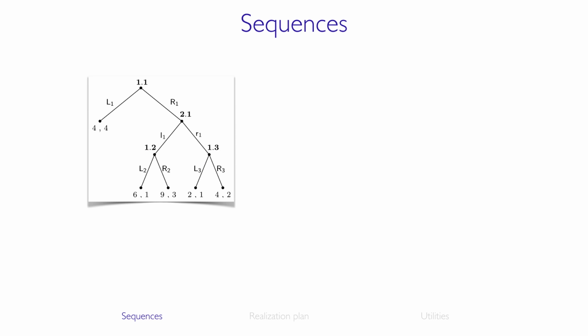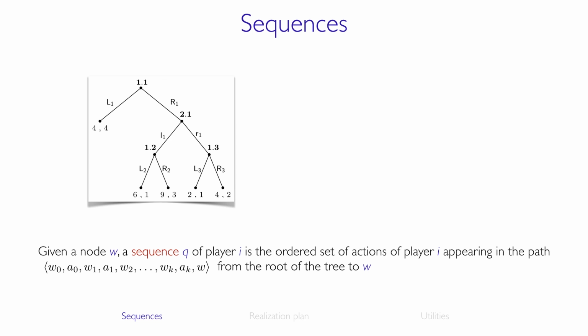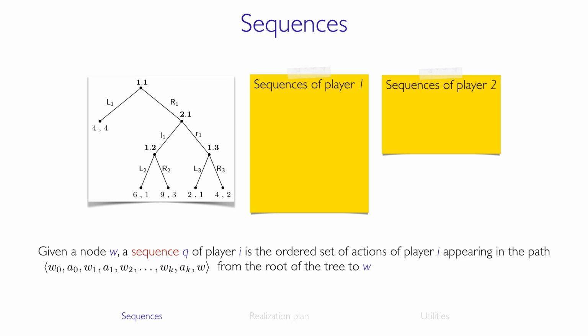The central concept in the sequence form representation is the sequence. A sequence of a player is an ordered set of actions of that player from the root of the game tree to a given information set. We iteratively build all the sequences of player 1 and of player 2 in the picture.